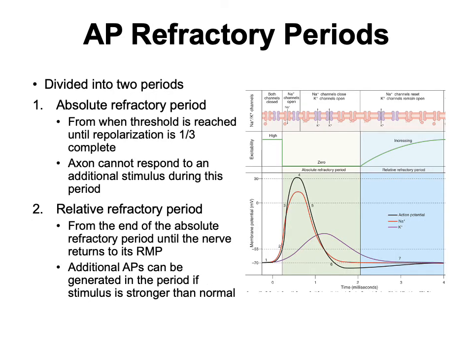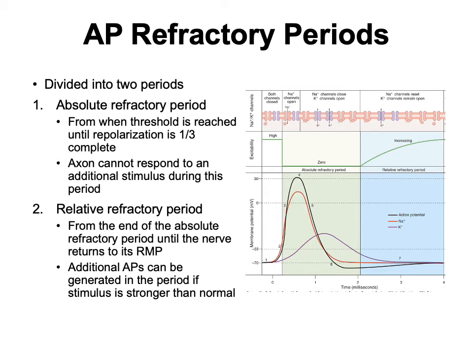Action potentials have two refractory periods: an absolute refractory period and a relative refractory period. The absolute refractory period is from when the threshold is reached at negative 55 millivolts until repolarization is about 1/3 complete. So it's really almost the entire action potential. The axon cannot respond to an additional stimulus during this absolute refractory period.